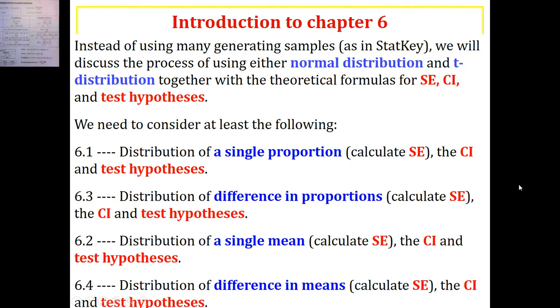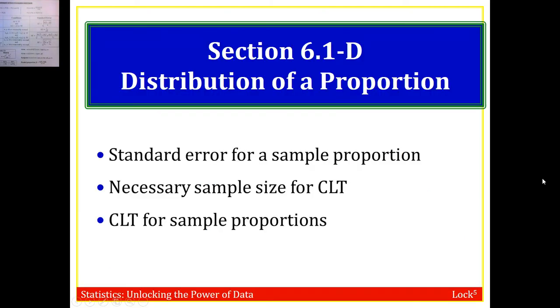You'll notice that the chapters don't sync in what we refer to as proper order. We're going to go from chapter 6.1, which is a single proportion, to 6.3, the difference of proportions, then 6.2, back to a single mean, and then 6.4, which jumps to a difference of means. The book's a little out of order, we feel, and we prefer to teach it in this particular order. So let's talk about 6.1.